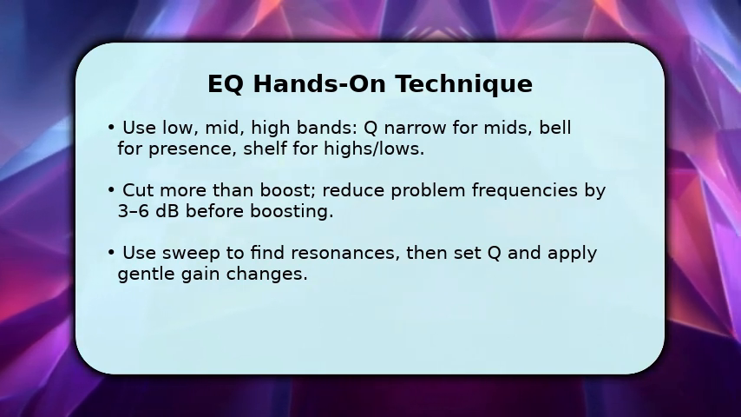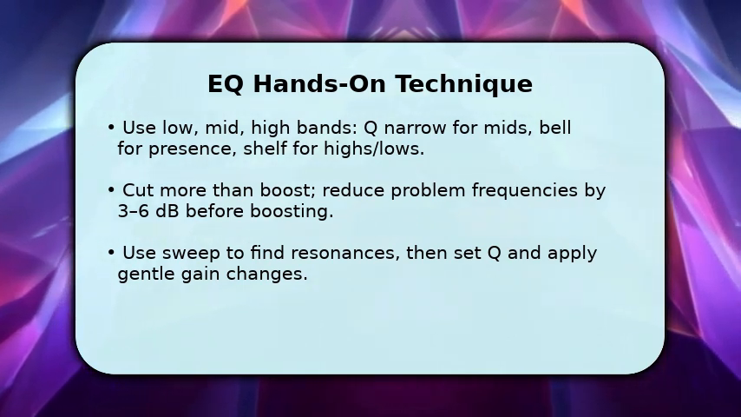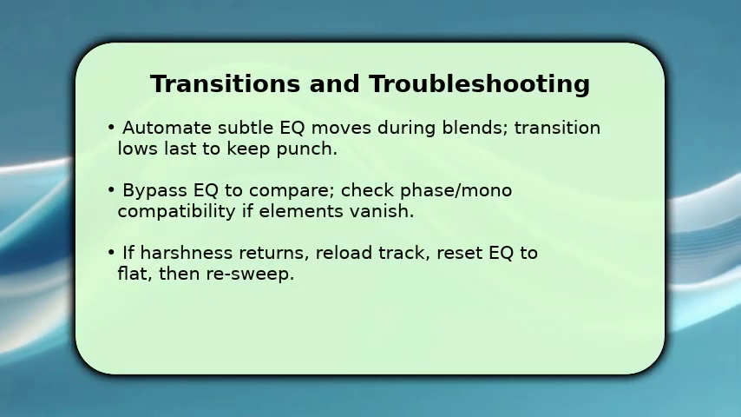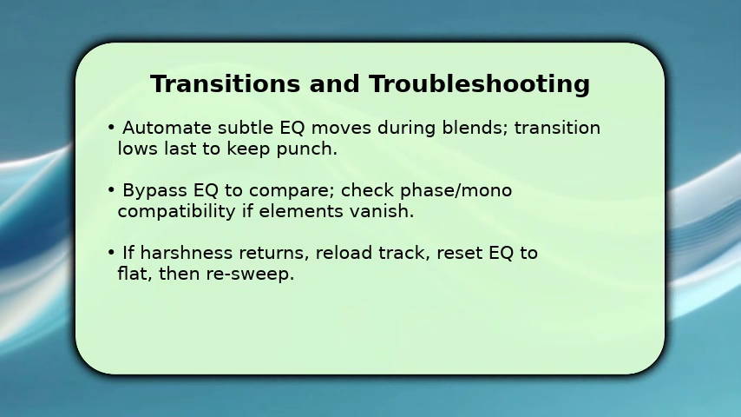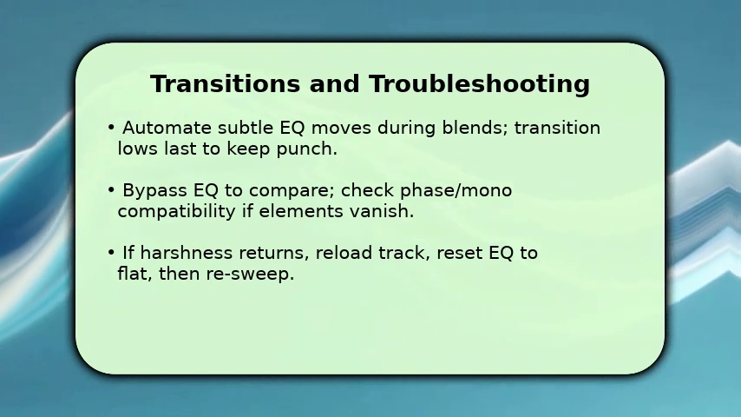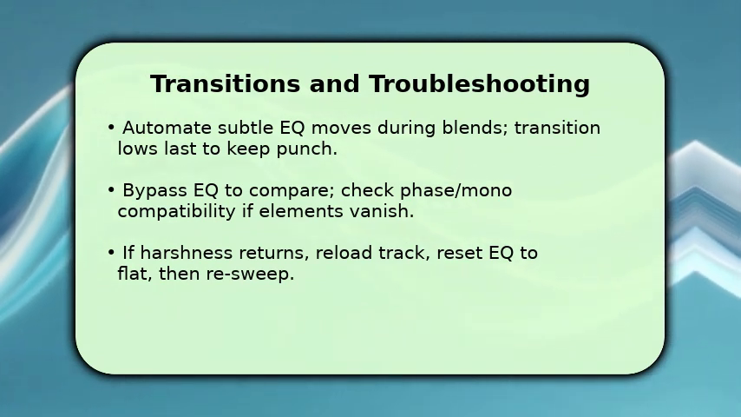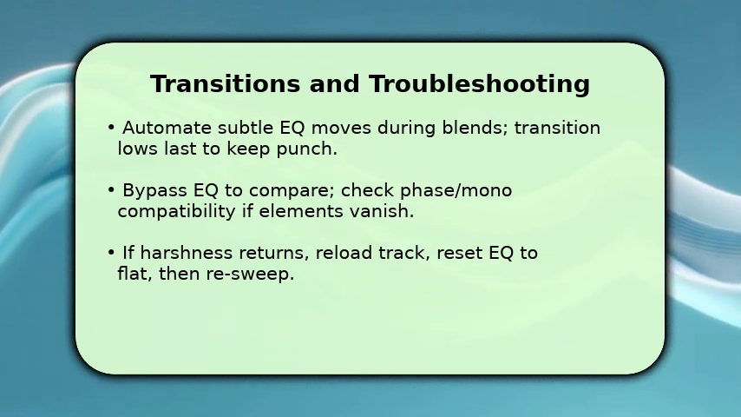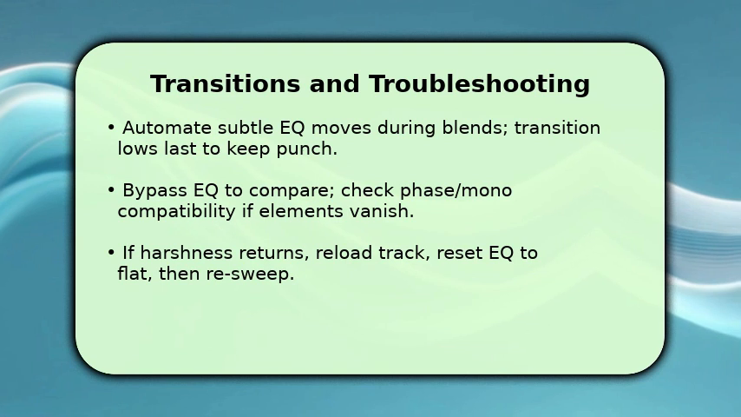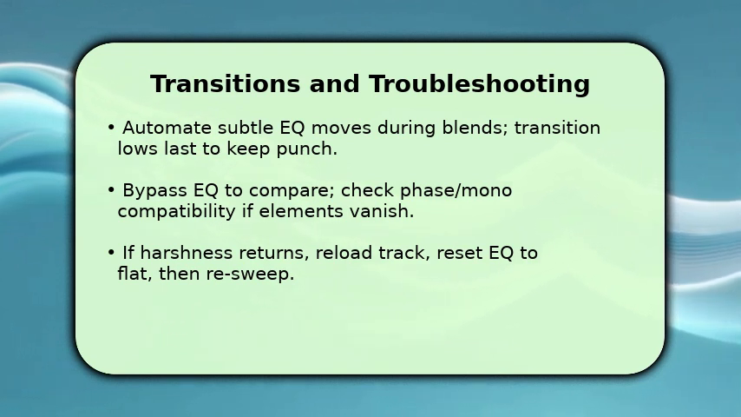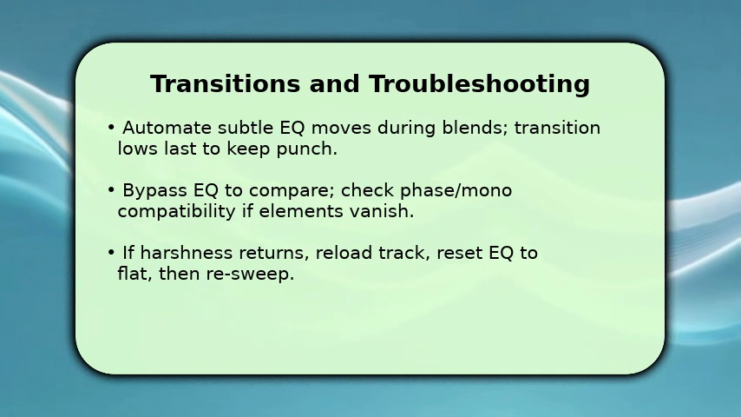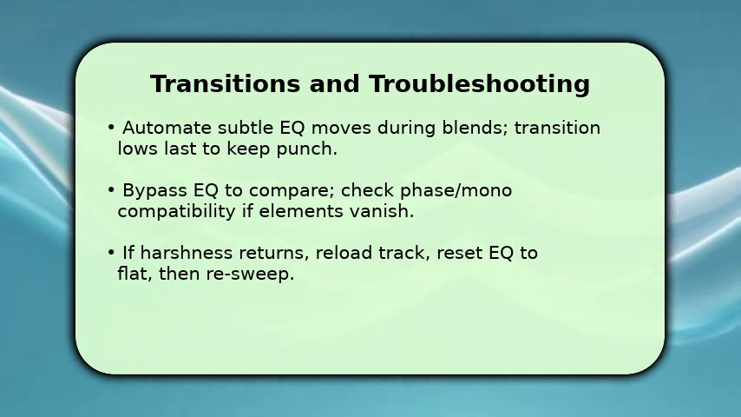You finish mixes by automating EQ moves. Cut bass on the outgoing track slowly, then bring in the incoming bass last to keep low-end punch. Once done, always bypass the EQ to compare and verify the mix translates. If an element disappears, check phase and mono compatibility. If harshness or nulling persists, reset the channel EQ to flat, resweep to find the offender, and apply smaller corrections. This one troubleshooting tip.